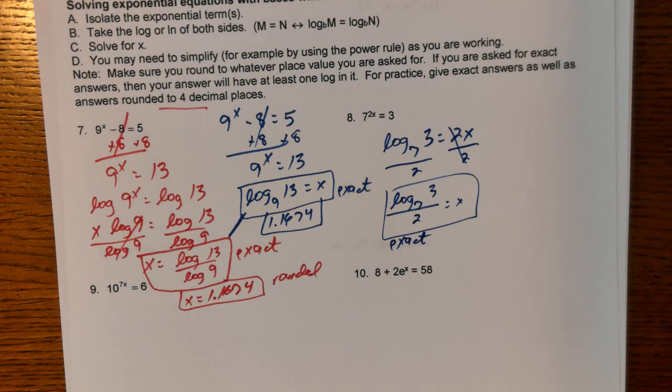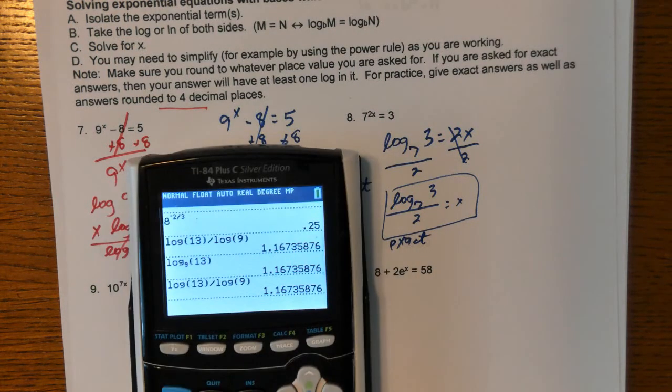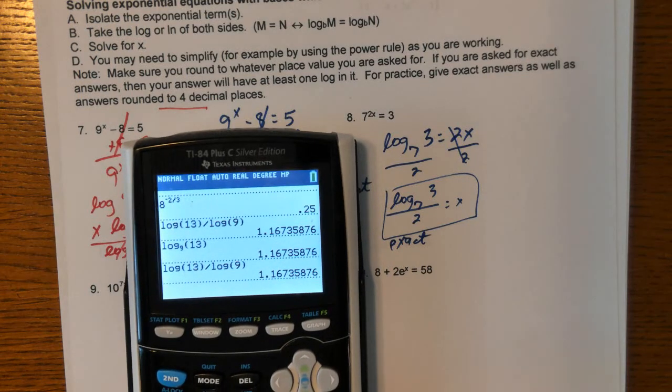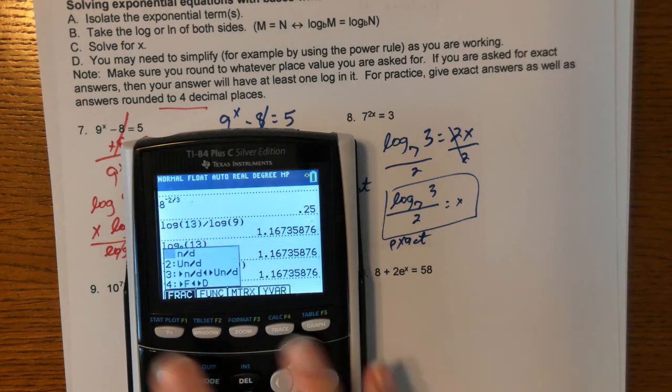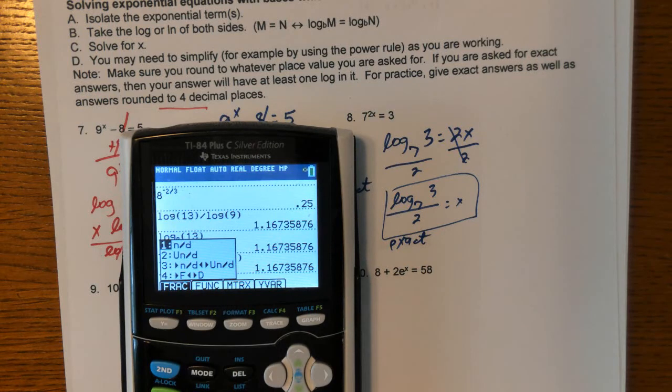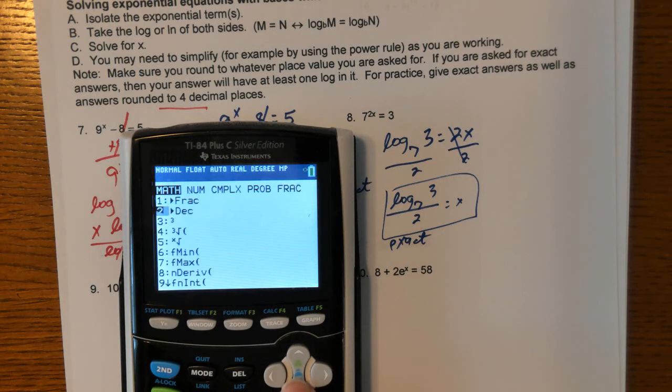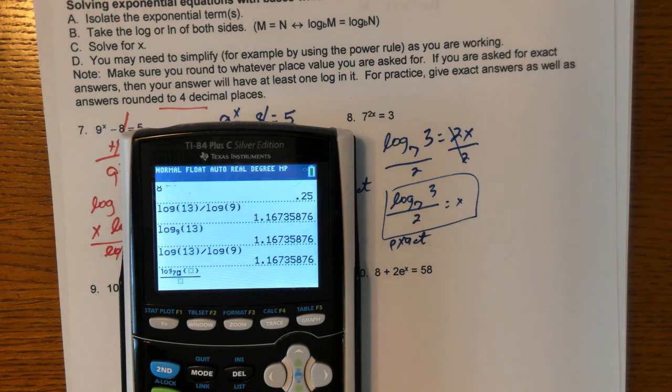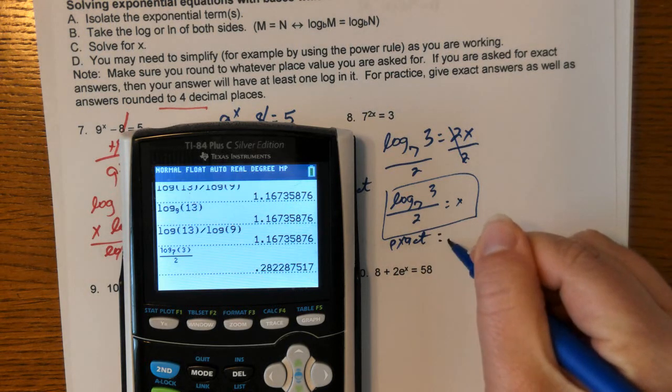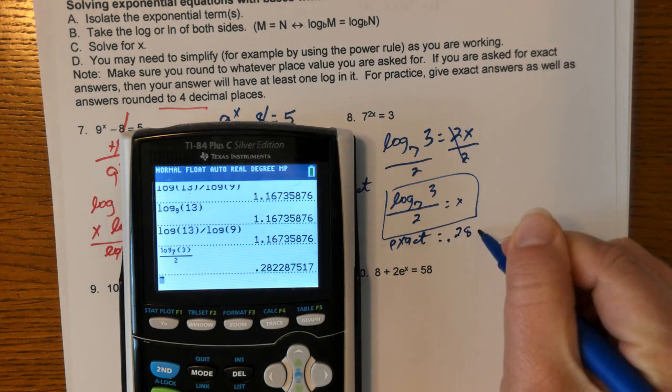Your homework is going to ask for both. It's going to want an exact answer and a decimal approximation. So in your calculator, you can hit alpha y equals to get a fraction. And then you can hit math and arrow down to log base and say that it's log base 7 of 3, and then that whole thing gets divided by 2, and it will give you your decimal, 0.2823.